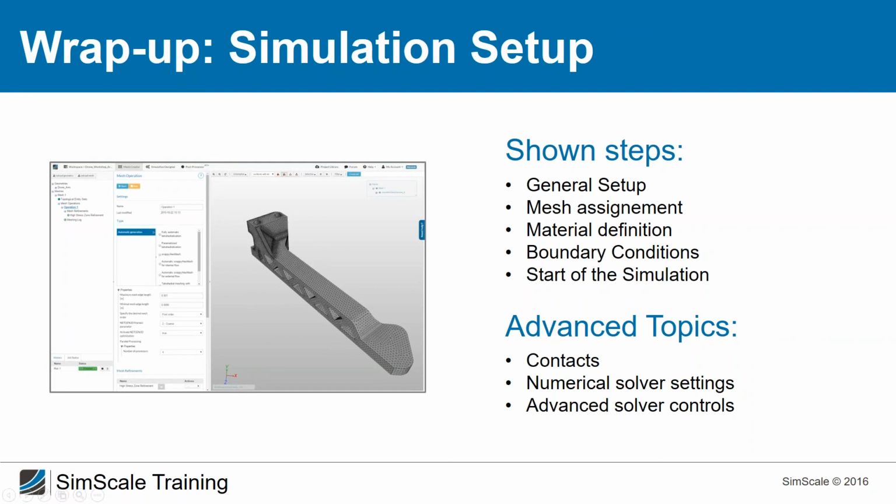Then I showed you how to assign a mesh. This also contains how to define a material model. You can import them from a library or based on your own parameters, and how to apply this material model. And finally, we talked about boundary conditions and start the simulation. There are some advanced topics we cannot cover today, but which we'll cover during the next week. Then we will talk about contacts, which are necessary if you have more than one solid body in your physical system. We will talk about numerical solver settings and a little bit also about advanced solver controls.